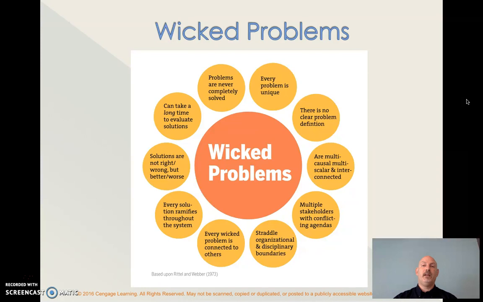So here are some features of wicked problems that occur. Now, wicked problems inside of organizations are pretty rare. They do occur, but they're fairly rare. They usually are related to downturns in economies and things like that. However, wicked problems in society are pretty common.